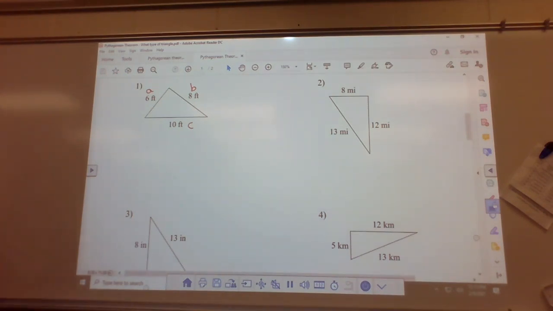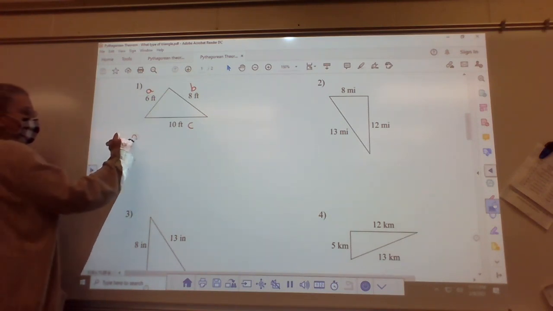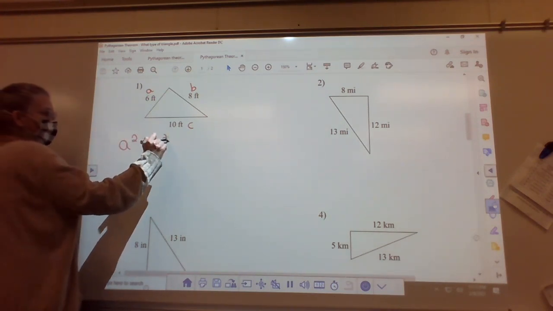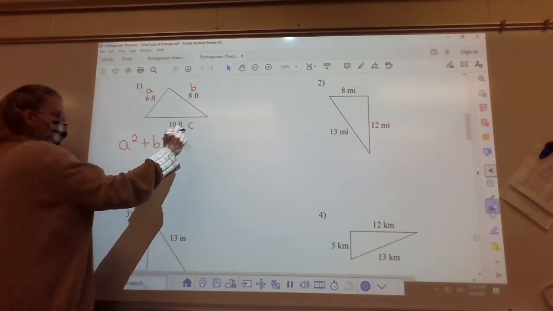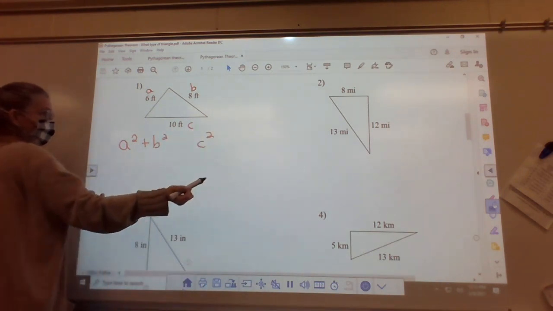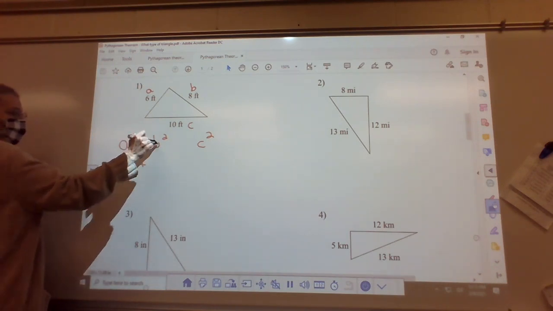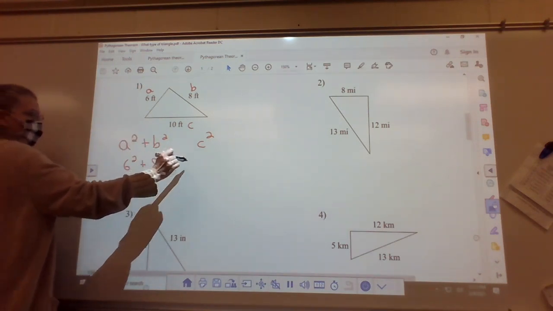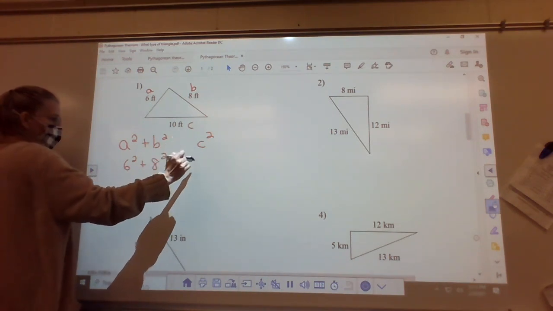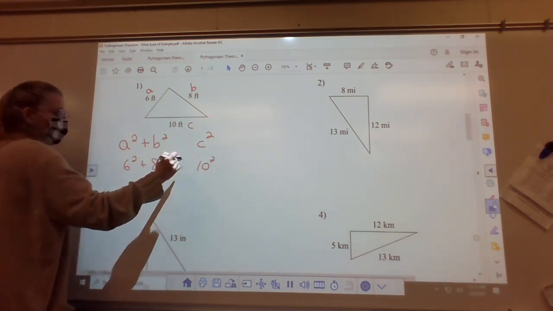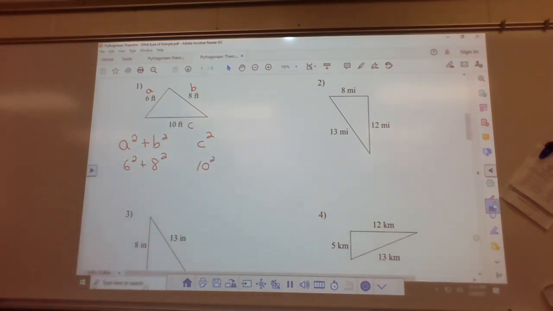So now, I'm going to go A squared plus B squared, and again, I'm not sure what it's going to be yet, so I'm going to leave a spot, C squared. So 6 squared plus 8 squared equals, less than, greater than, 10 squared. Again, I'm going to have to figure out how it actually compares.